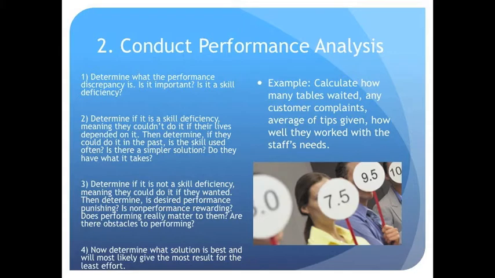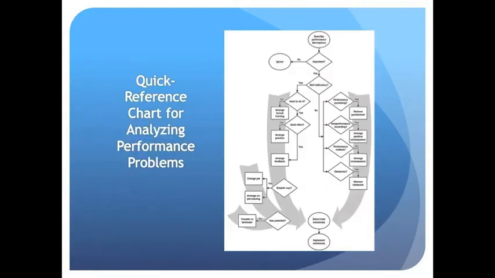For example, you determine that the performance discrepancy is that there are not enough tables waited in a certain period of time. Determine if the employee has the ability to wait more tables than they currently are. Choose a method that will increase the amount of tables waited in this time period. This is a chart that may give you some insight for analyzing performance problems.